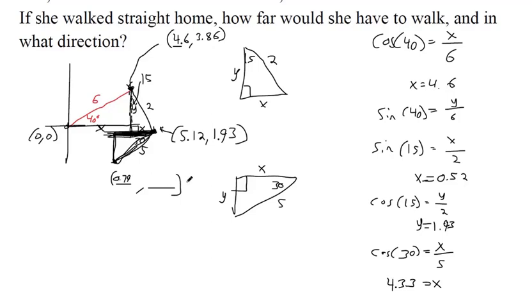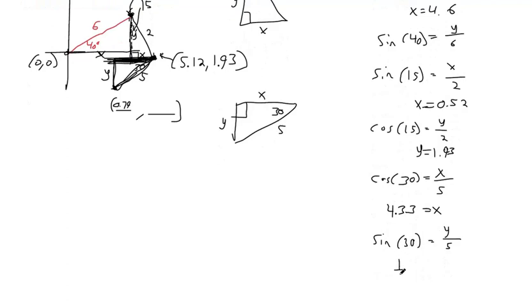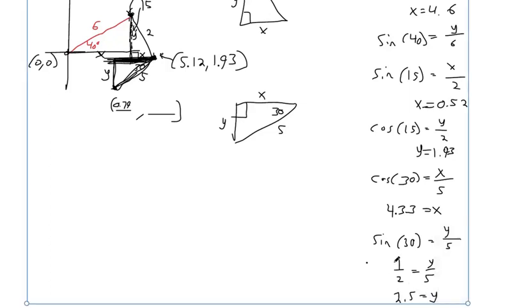And on the y-axis, we need to figure out what the y value is here to find out how much further we fell. So y is the opposite in that triangle we drew. So sine of 30 equals the opposite divided by the hypotenuse. You might remember sine of 30 is just 1/2. So to get y by itself, we can multiply 5 to both sides. So y is 2.5.